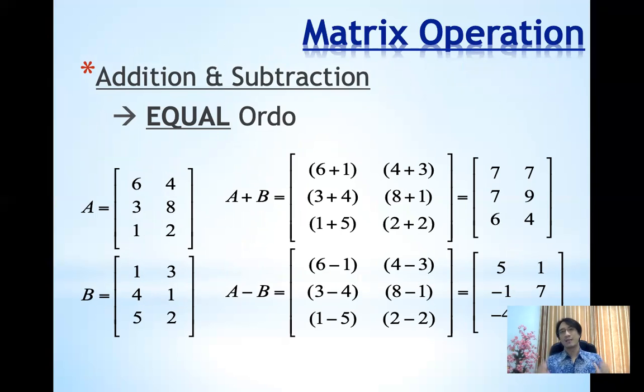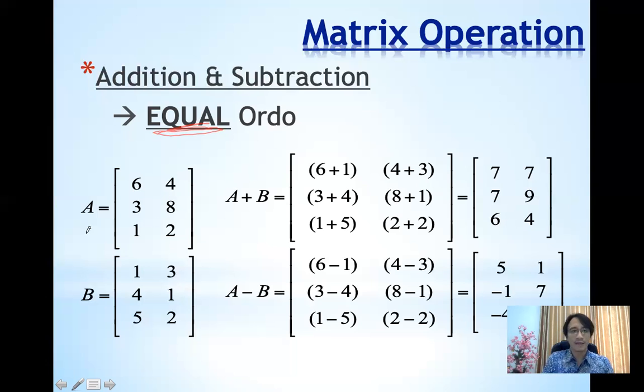The first one, we are going to learn about addition and subtraction. This is very basic. For this operation, the order of the matrices must be equal. This is the key. Must be equal. Why? Because for addition and subtraction, the operation works on the same row and column of the matrices.